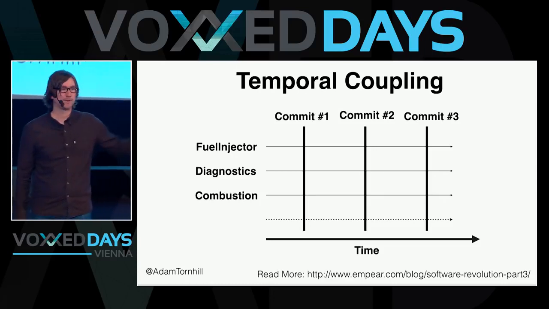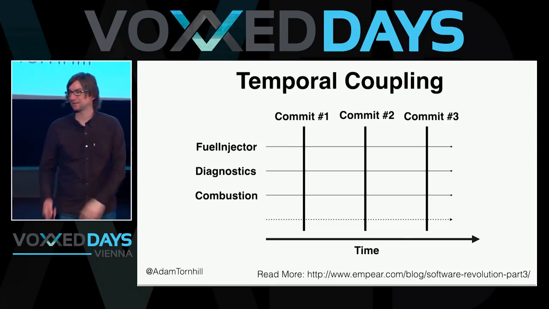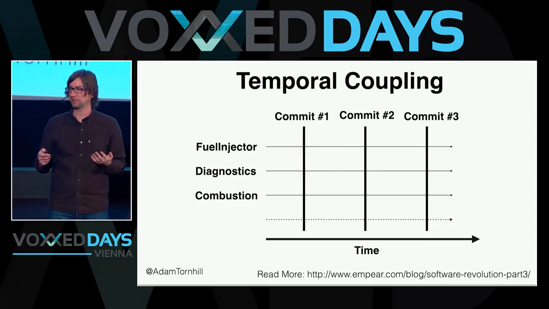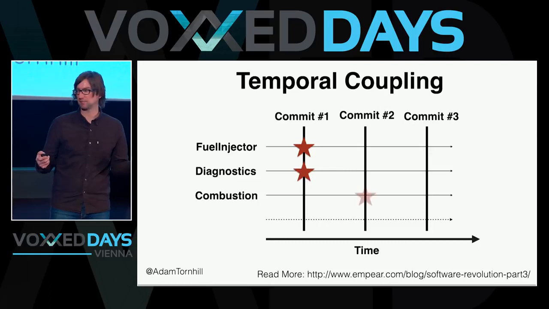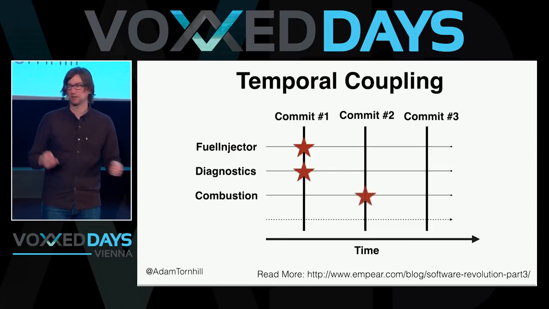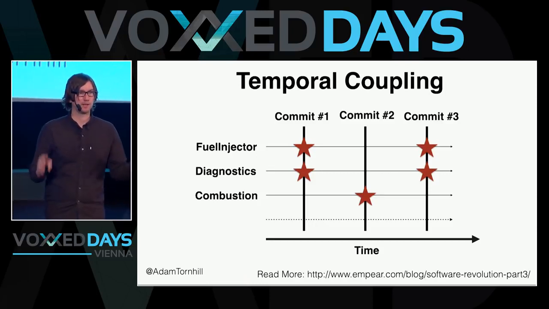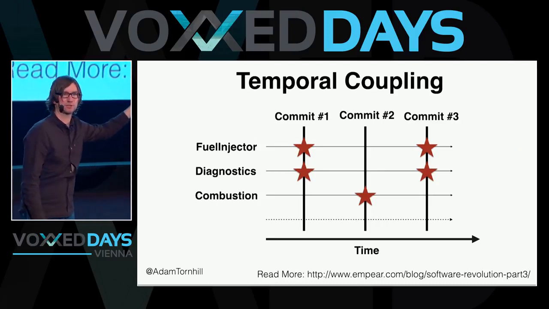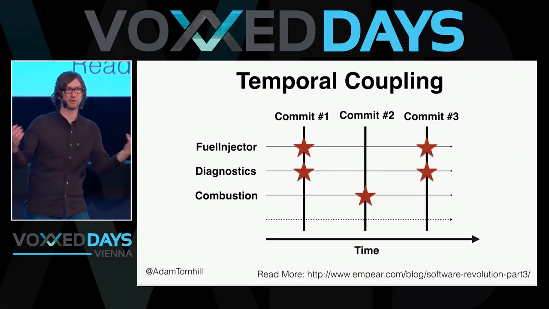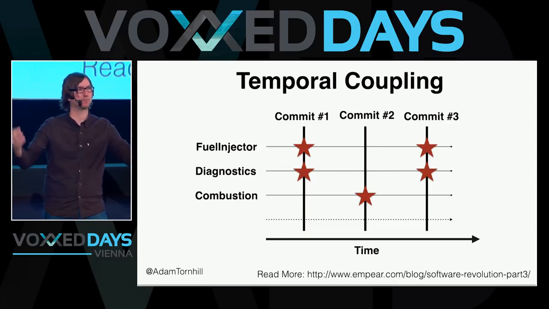Here's how it works. Let's say we have a simple system here, just 3 different subsystems. And the first time I do a change to the system, I modify the fuel injector and the diagnostics module together. The next time, I modify something else. The third time, I'm back to modify the fuel injector and the diagnostics module. Now, if this is a trend that continues, there has to be some kind of relationship between the fuel injector and the diagnostics module, right? Because they keep changing together over time. They are coupled in time. They have a temporal coupling.